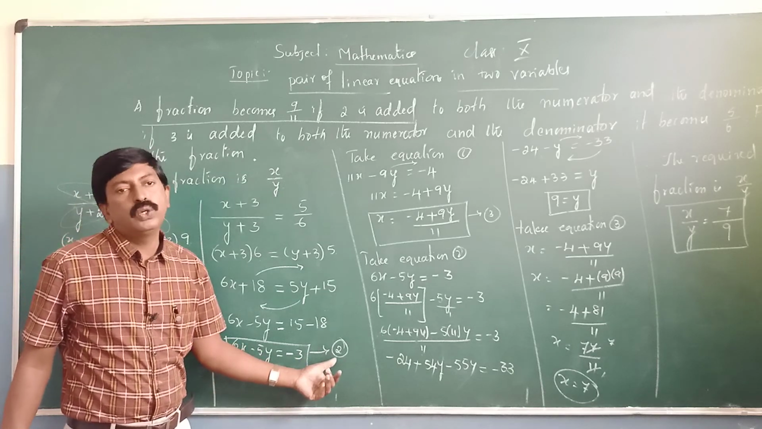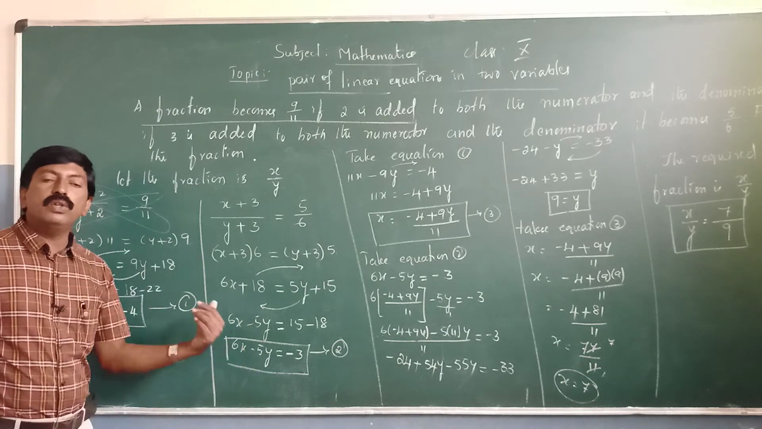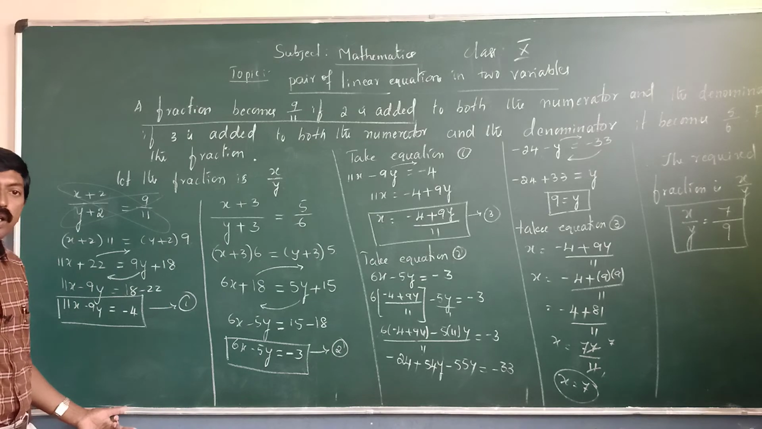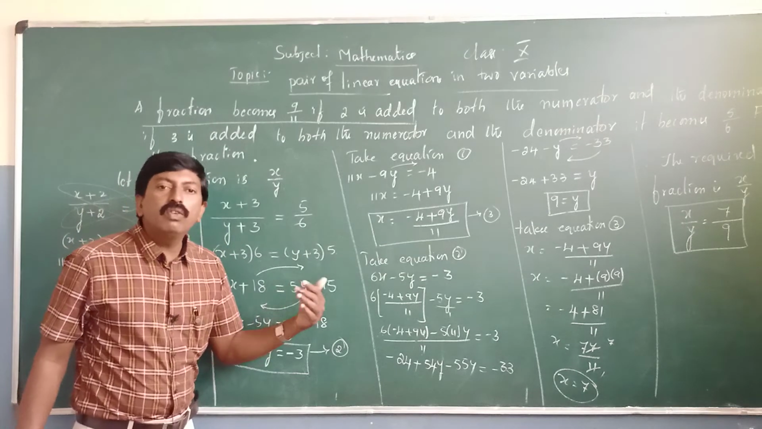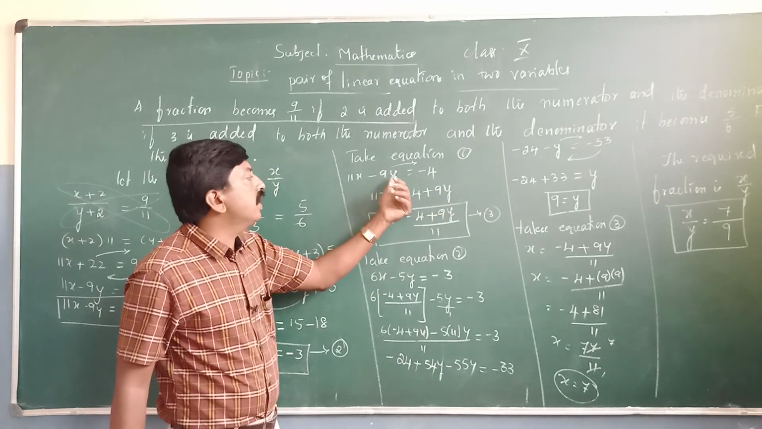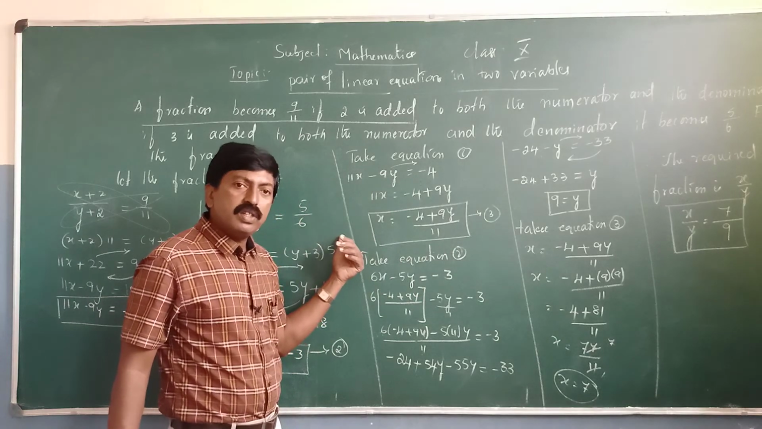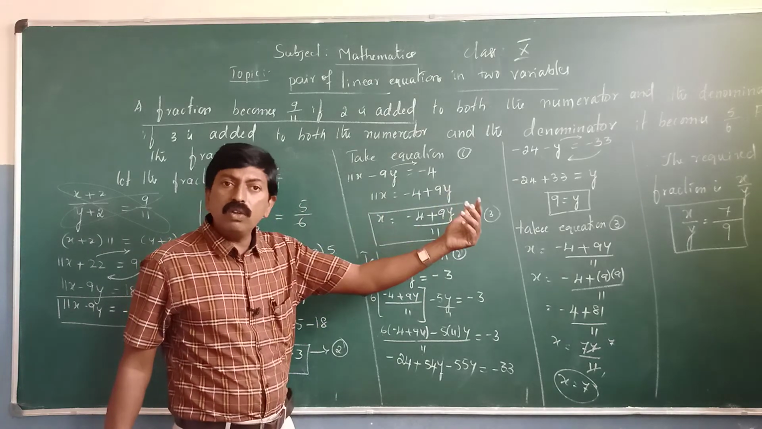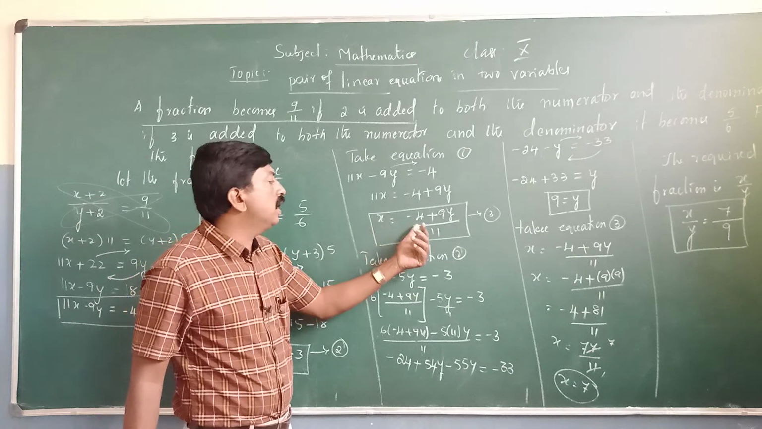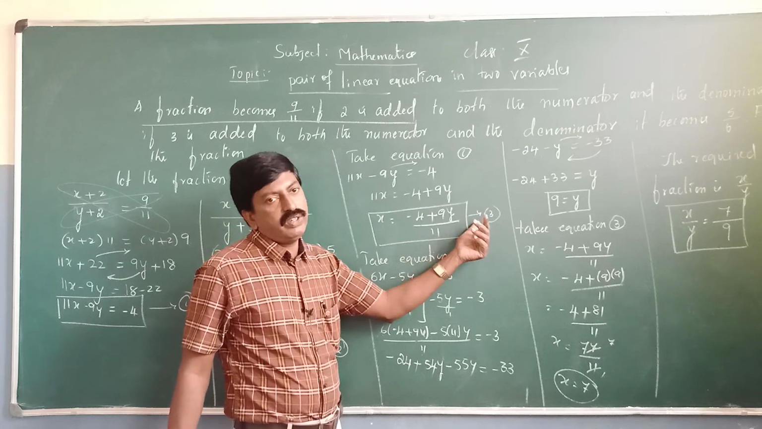Call this equation 2. Now using these two equations, these are said to be a pair of linear equations in two variables. You can find x value and y value. Take equation 1: 11x minus 9y is equal to minus 4. Retain x on LHS, so shift 9y to RHS. Then the result will become x is equal to minus 4 plus 9y divided by 11. Call this equation 3.